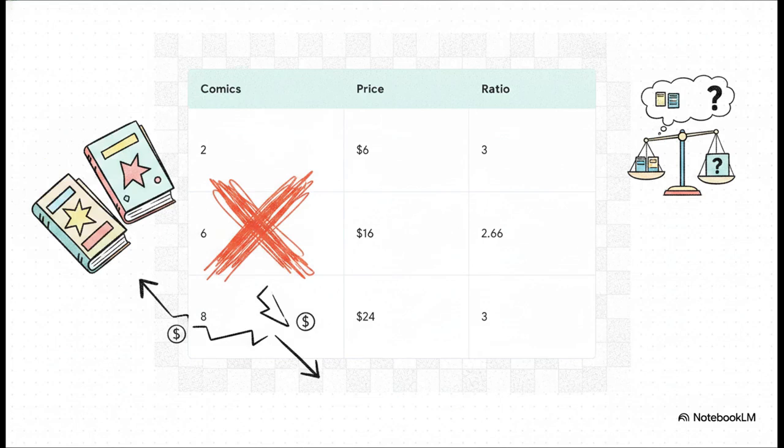But watch out, because mathematical crimes can happen right in plain sight. Take a look at this comic book pricing table. At first glance, buying 2 books for $6 gives us a ratio of 3. Pretty normal, right? But wait, look at the next row. 6 books cost $16. If we divide 16 by 6, we get a ratio of roughly 2.66. The constant ratio is totally broken. Even though that third row goes back to a ratio of 3, the damage is already done. Because the multiplier changed even once, this claim is undeniably non-proportional.